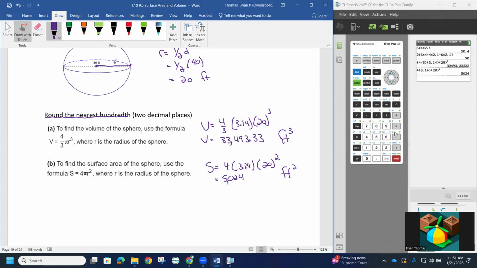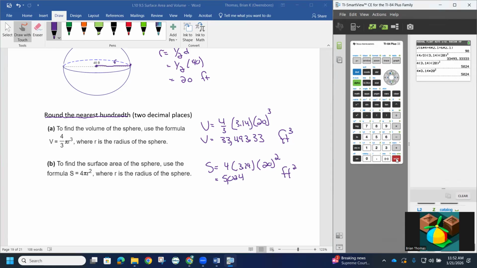So we have that. Now again, you don't have to use parentheses here. You could just go 4 times 3.14 times 20 power 2. It should understand the order of operations and do the math that way. So notice how you still get the same answer without the parentheses.